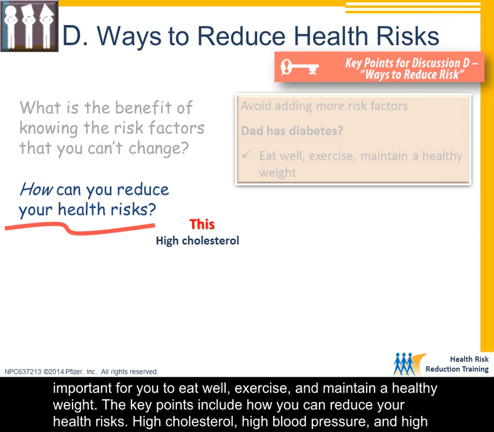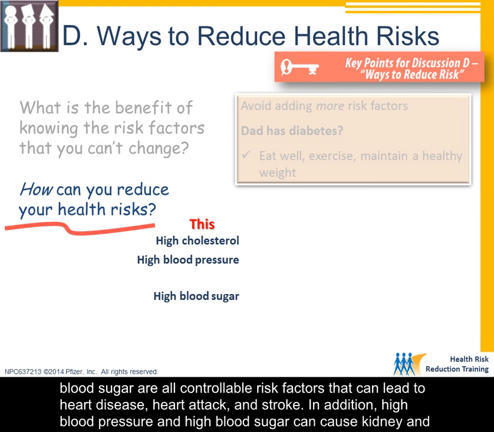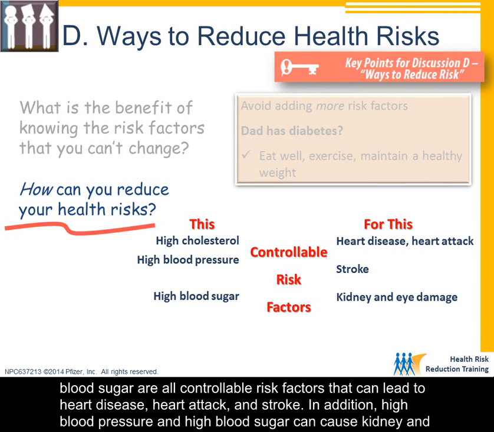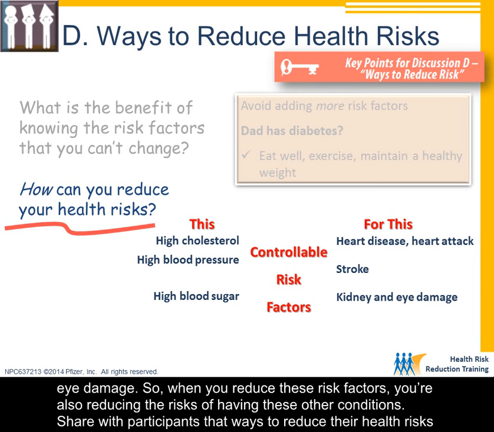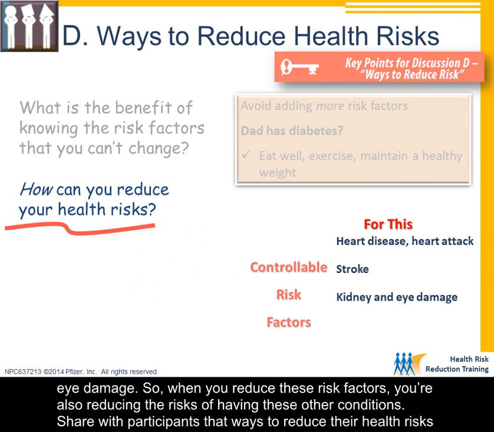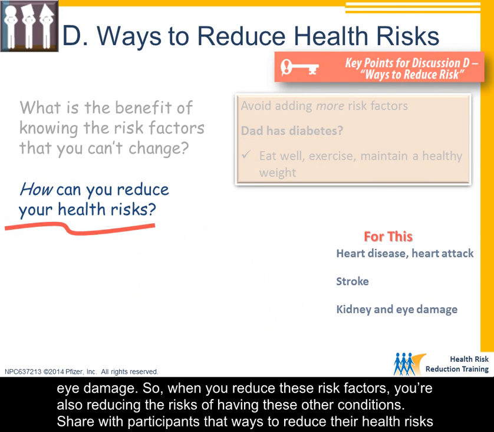The key points include how you can reduce your health risks. High cholesterol, high blood pressure, and high blood sugar are all controllable risk factors that can lead to heart disease, heart attack, and stroke. In addition, high blood pressure and high blood sugar can cause kidney and eye damage. So, when you reduce these risk factors, you're also reducing the risks of having these other conditions.